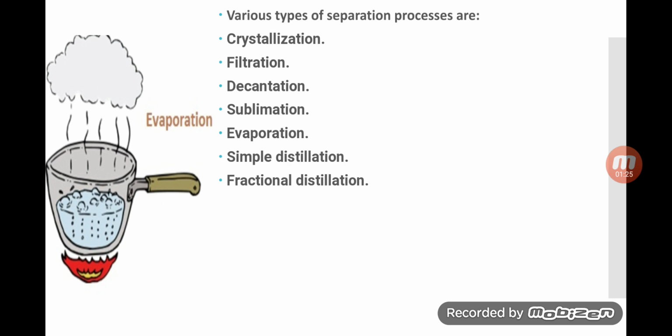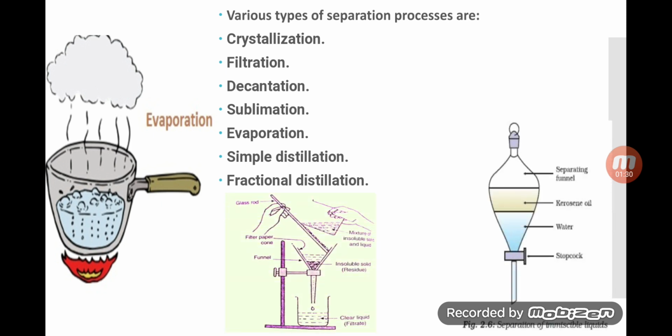Already we have discussed with examples and pictures. Here you can see many pictures. Evaporation, filtration, that is used for filtering insoluble solid with the help of filter paper, and separating funnel, this is used to separate immiscible liquids which have a separation boundary, the liquids which cannot be mixed with each other like oil and water, and they are separated with the help of a separating funnel.